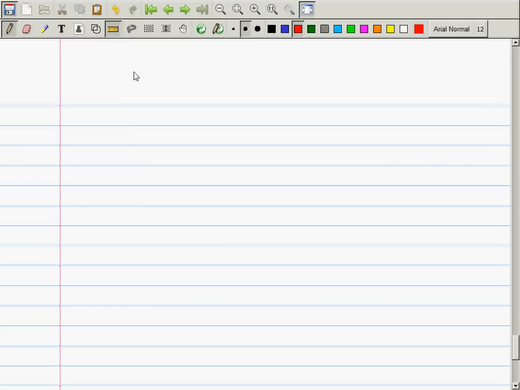Okay, so this is section 12.4. Section 12.4. Not that one. Which is called tangent vectors and normal vectors.